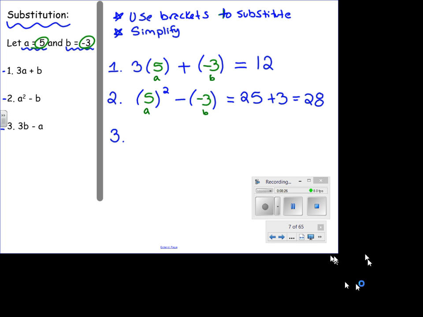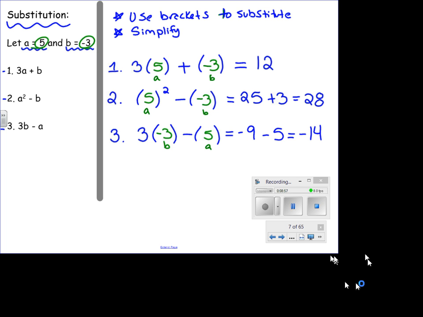Last but not least, the last one, number 3, is 3 times B minus A. We want to replace B in the first brackets and A in the second brackets. So I'll put -3 in the first and 5 in the second. Using our calculator or order of operations, we will get -9 and then -5. So we should get an answer of -14.